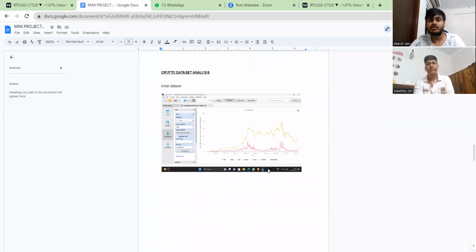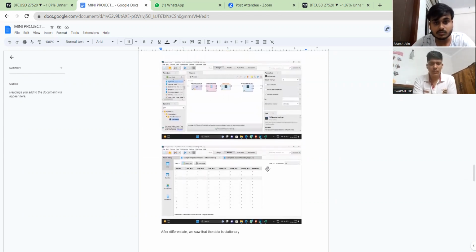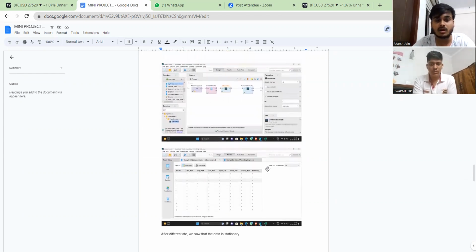So coming to it, we took the initial data set, which was mentioned in the Kaggle, and this is the data visualization of it. Further, we had used some of the models, which I'll be continuing on. Swapnil, please scroll down. For the initial one, our team and I put the data set in RapidMiner.